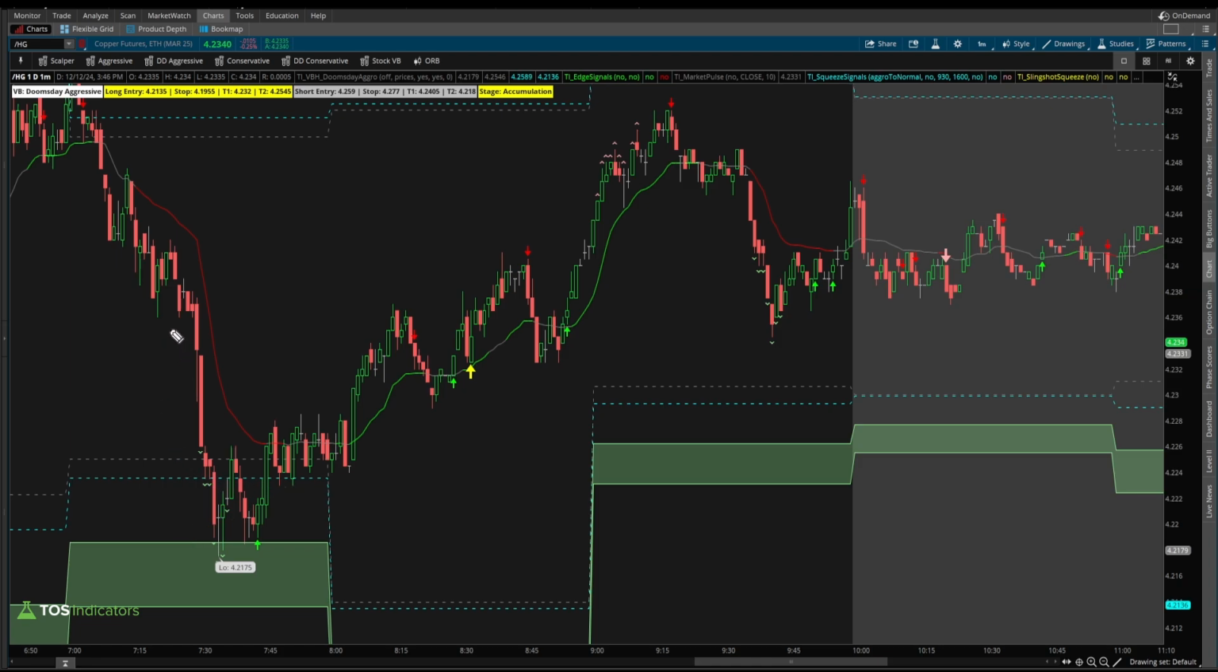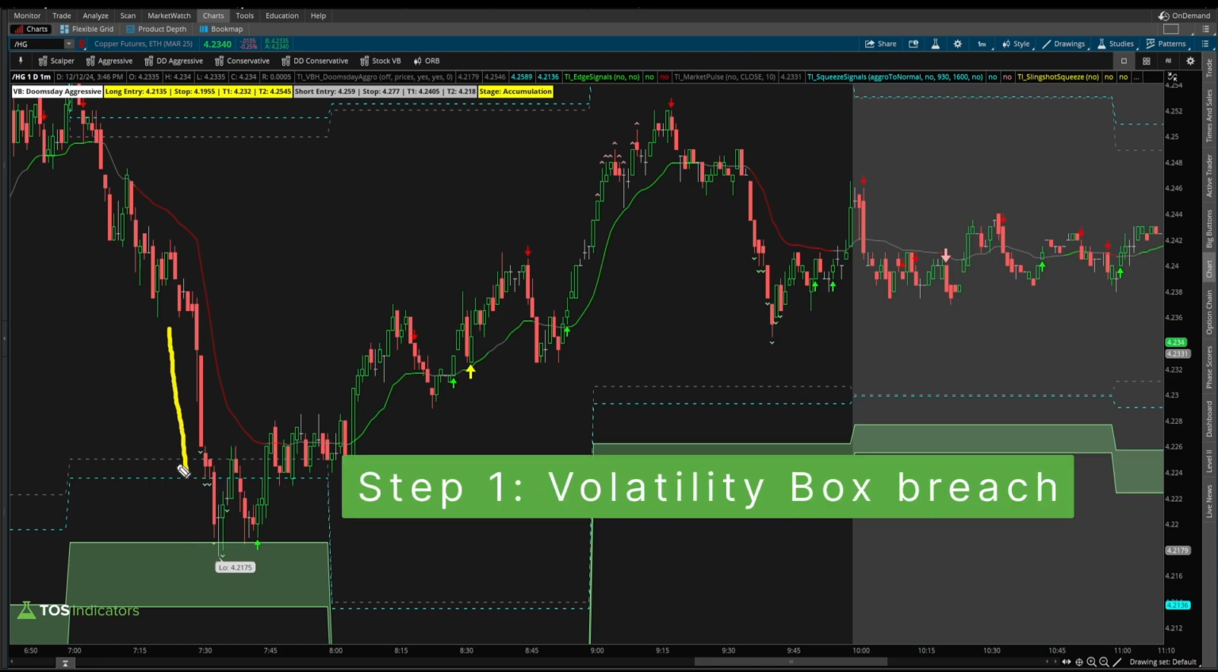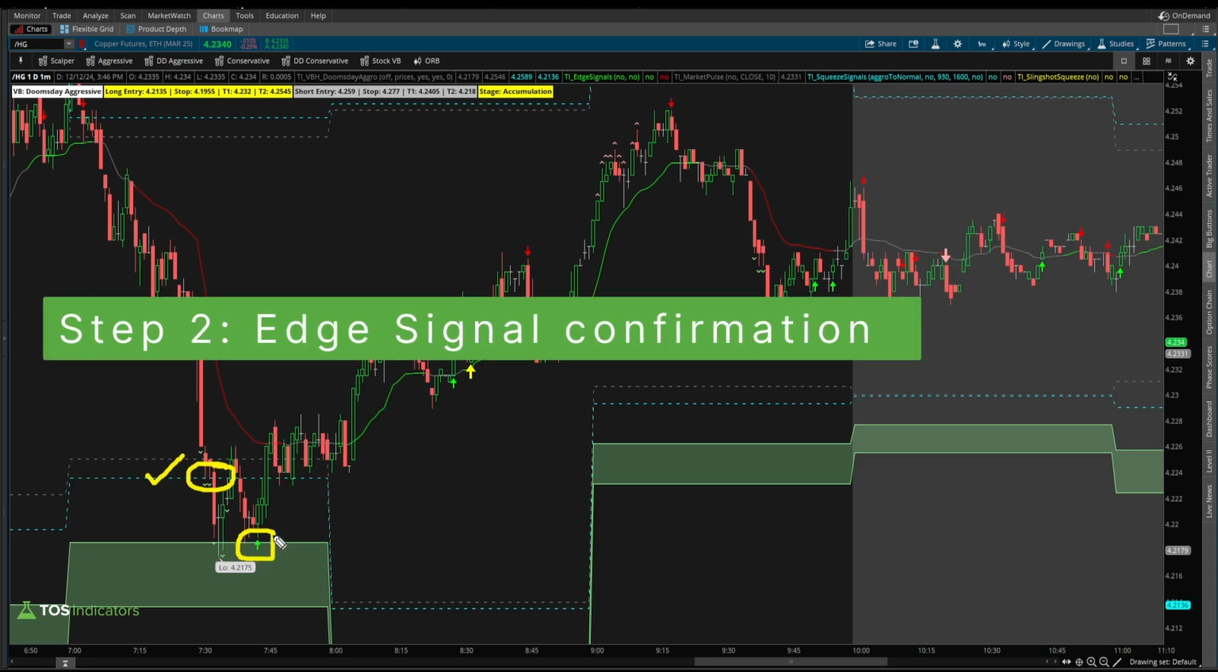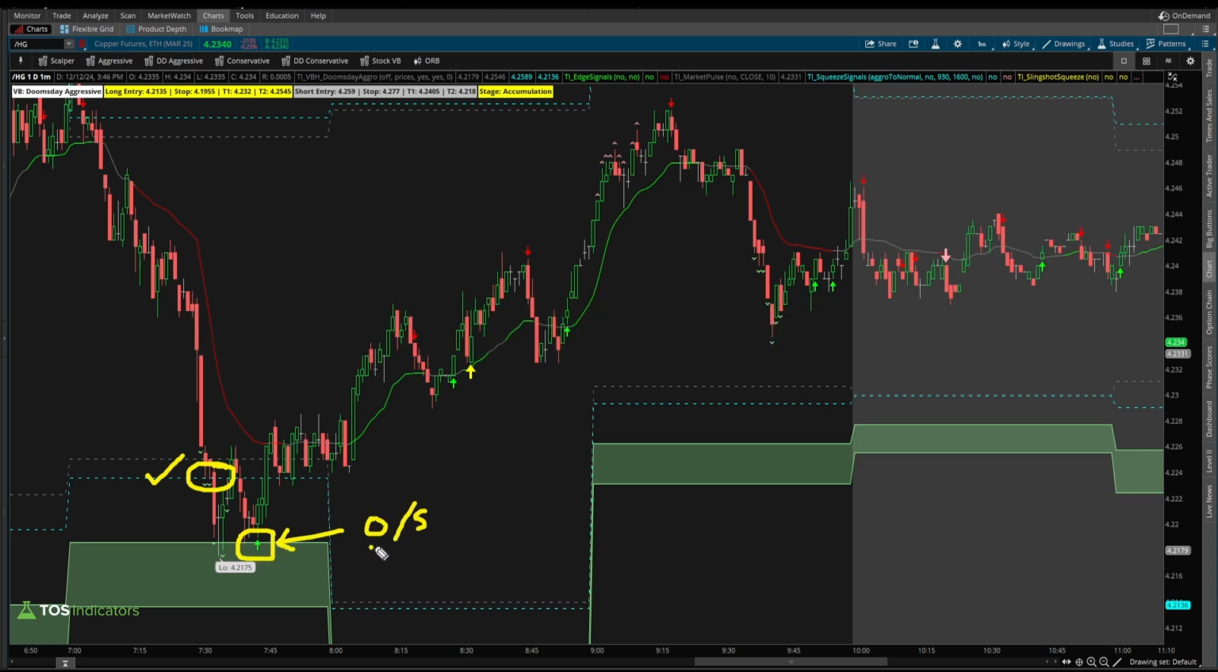It's a very simple setup. First off, we're looking for a breach of our cyan entry line. When that happens, which happened with these red candles right here, that tells us we have a volatility edge. After that happens, we're looking for this green arrow. That tells us that, hey, we're officially now in overbought or oversold territory, and we're looking for the other side to step in, in this case, the buyers.